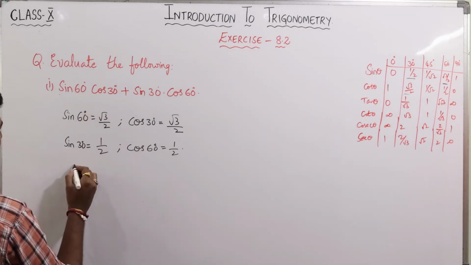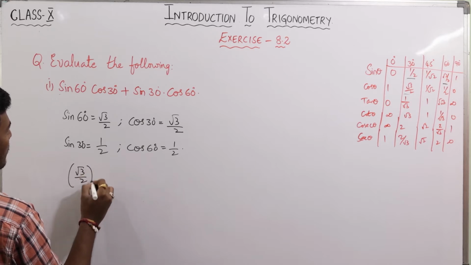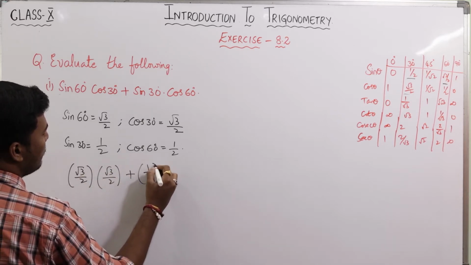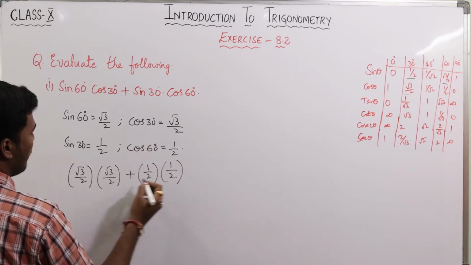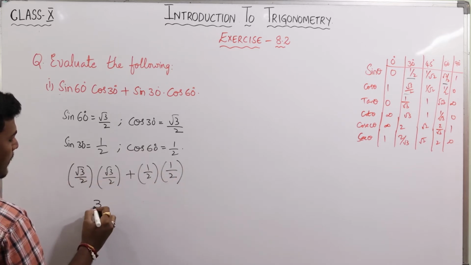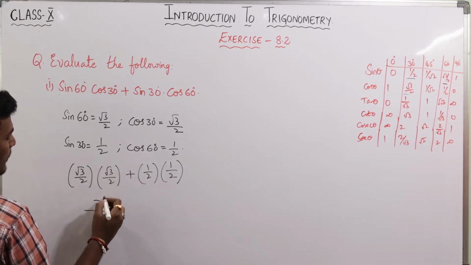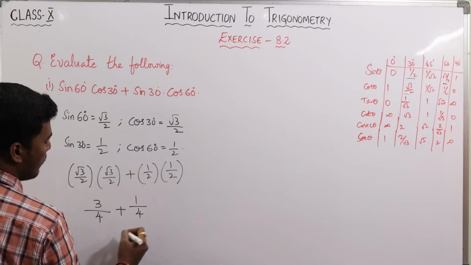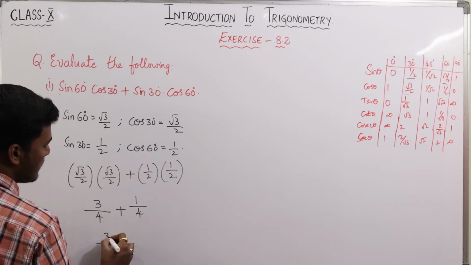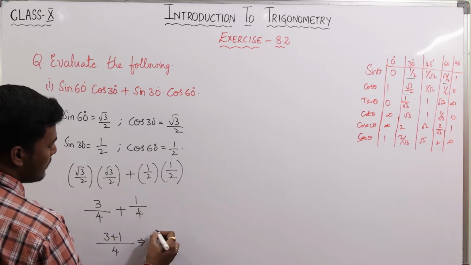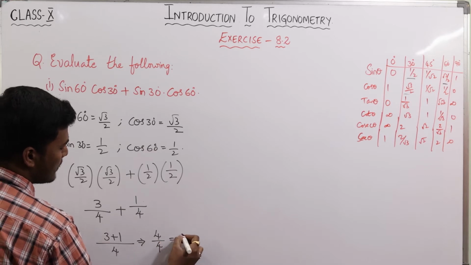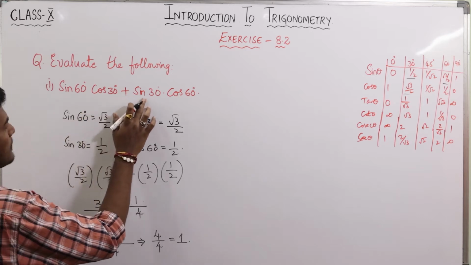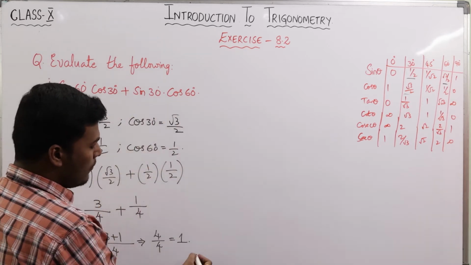Now let us substitute these values. That is sine 60 is root 3 by 2 into root 3 by 2 plus 1 by 2 into 1 by 2. So root 3 into root 3 will become 3, 2 into 2 will become 4, plus 1 into 1 is 1, 2 into 2 is 4. Now take the LCM, 4 is the LCM, 3 plus 1 is 4 by 4, which is nothing but 1. So therefore sin 60 cos 30 plus sin 30 cos 60 is equal to 1.